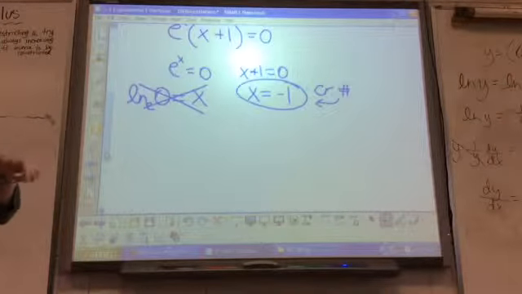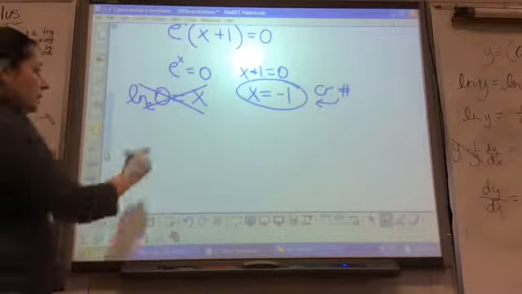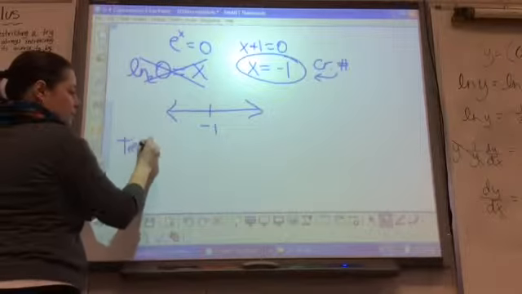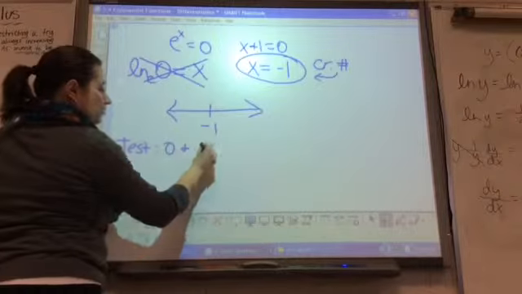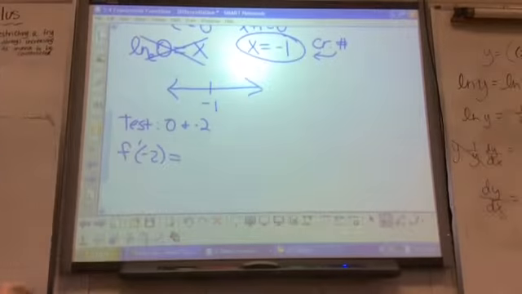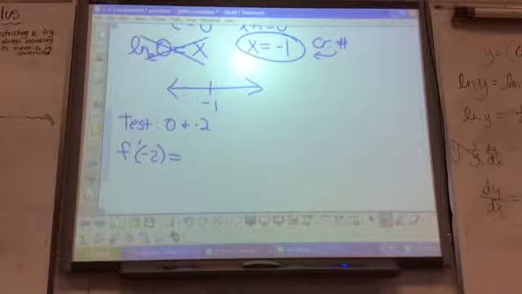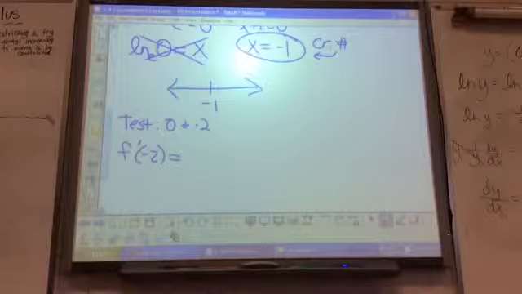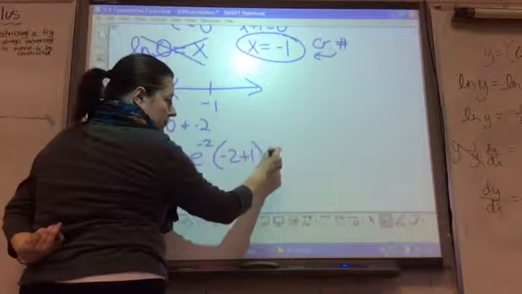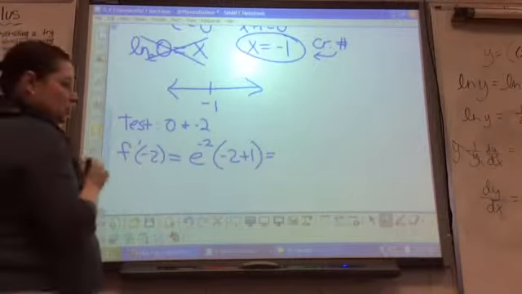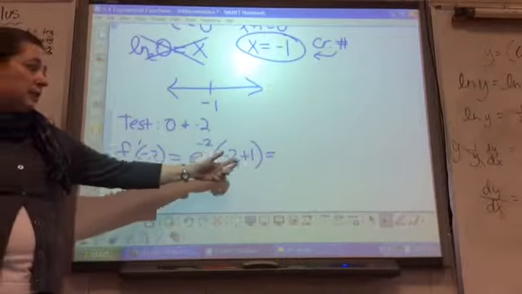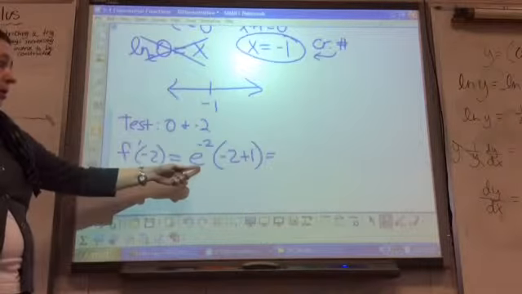All right, so then we're testing around -1. We're going to test -2 and 0. Take -2. So f prime of -2, we're plugging into the derivative, that e to the x times x plus 1. So e to the -2 times -2 plus 1. I'm plugging in -2.